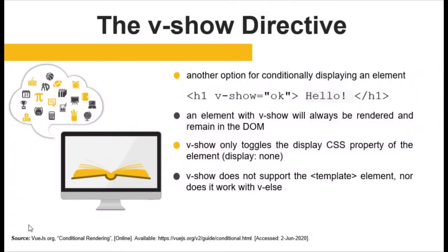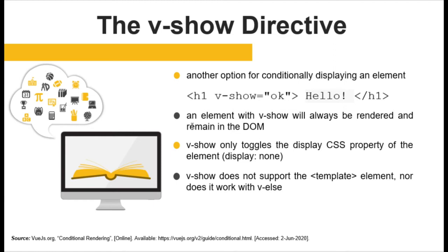The v-show directive. Another option for conditionally displaying an element is the v-show directive. The usage is largely the same as v-if. As you can see here, v-show is attached to a single element, which means this will only be shown once the value of ok as a data property is equivalent to true. An element with v-show will always be rendered and remain in the DOM. So that's the major difference between v-show and v-if.